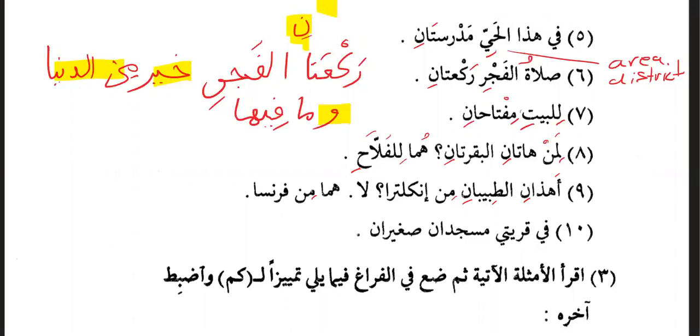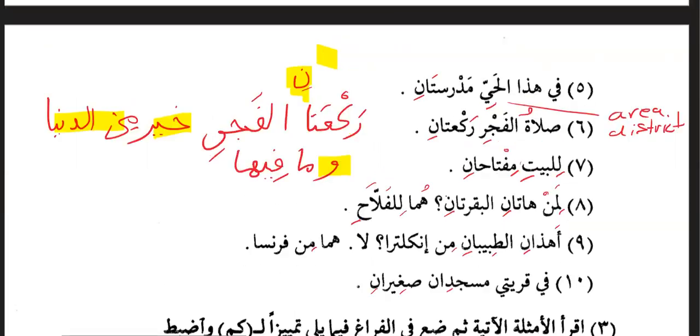Let's have Azan. في قريتي مسجدان صغيران. نعم. What's قريتي? قرية, village. In my village there are two small masjids. جميل.